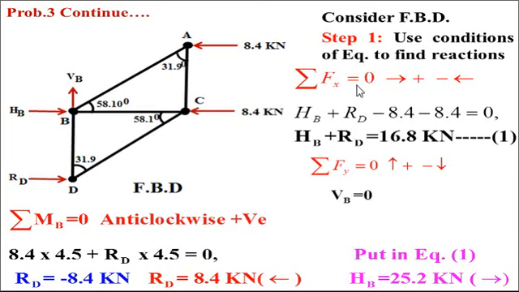For this entire truss, ΣFx = 0, the forces in x direction are HB plus RD minus 8.4 minus 8.4. You will get HB plus RD equal to 16.8. Take ΣFy = 0, there is no force in y direction except VB. So we will get VB equal to 0. Take moment about B.